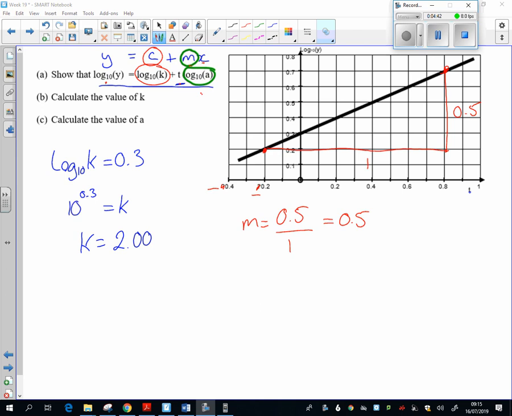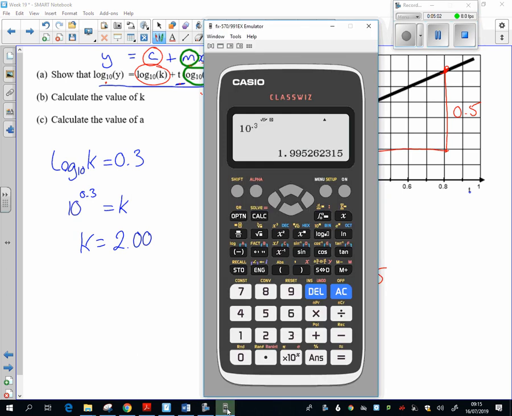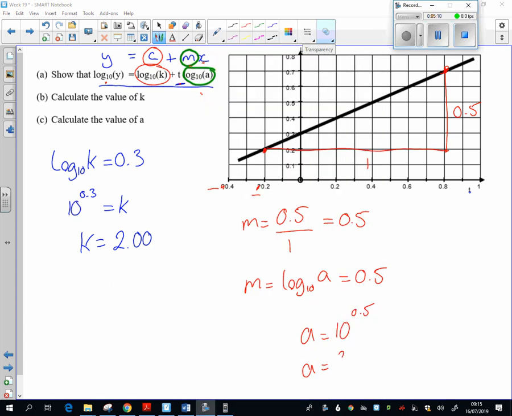Okay, looking back to this linearized equation, m is log to the base 10 of a, and we've just worked out that that's 0.5, so a is 10 to the power of 0.5, so this is going to be the square root of 10. So again, let's grab the calculator. So 10 to the power of 0.5, and again I'll go to three significant figures, so 3.16.